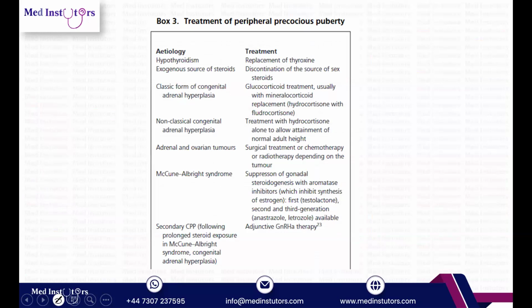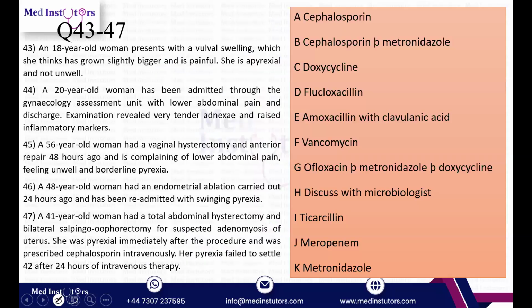Okay, this is it with hydrocortisone. Why they're saying hydrocortisone alone is to allow attainment of normal adult height. This is the table from that talk. I can take a screenshot of it if you want. Not something that they'll often ask you because precocious puberty is not often seen. But I think this talk is something we have not studied, so I wanted you all to know about it.